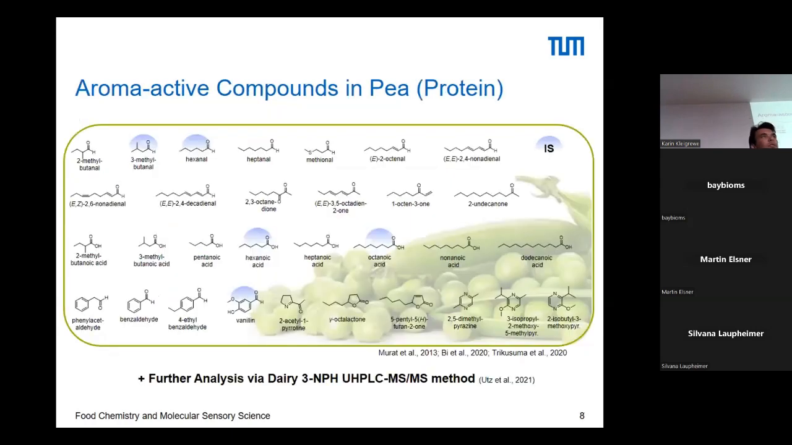To start with an overview, on this slide you see different aroma-active compounds described in literature for P-related matrices or P proteins. All of them were quantifiable with the help of a newly developed 3-NPH LC-MS method, but we also used a dairy LC-MS method to capture some others.